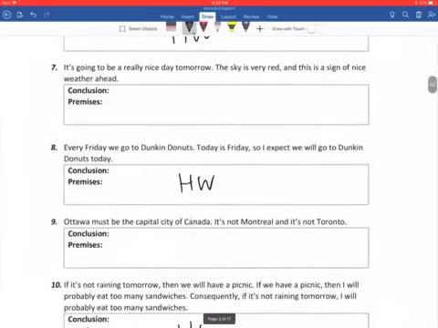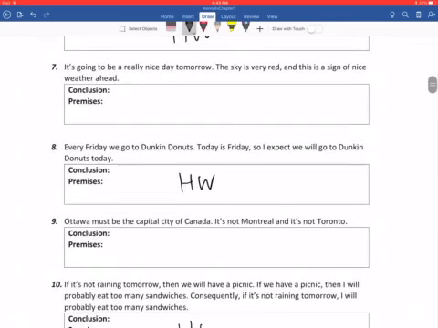All right, number 7. It's going to be a really nice day tomorrow. The sky is very red, and this is a sign of nice weather ahead. So number 7, we don't really have any indicator words. So again, we have to think about what gives us reason for believing what. If somebody tells you it's going to be a really nice day tomorrow, does that give you a reason to believe the sky is very red? No, right? I mean, there's no connection. This doesn't give us support for this, right?